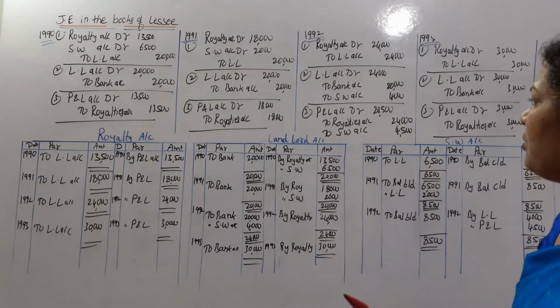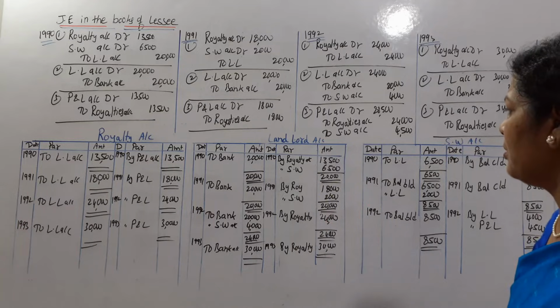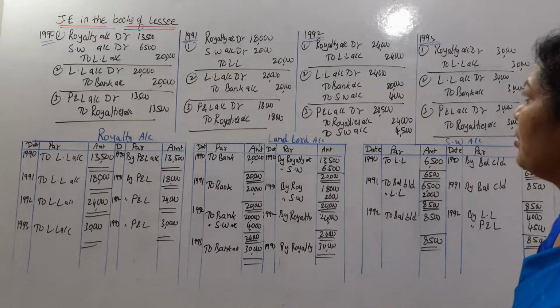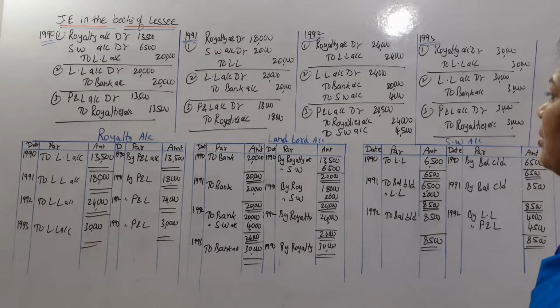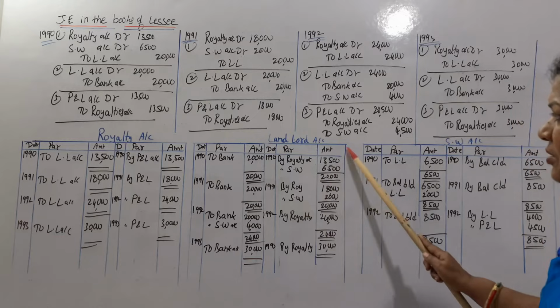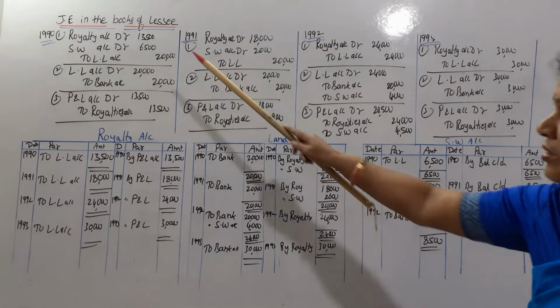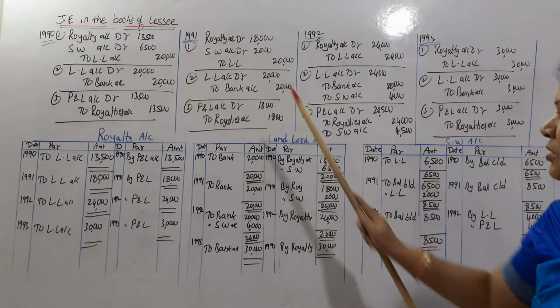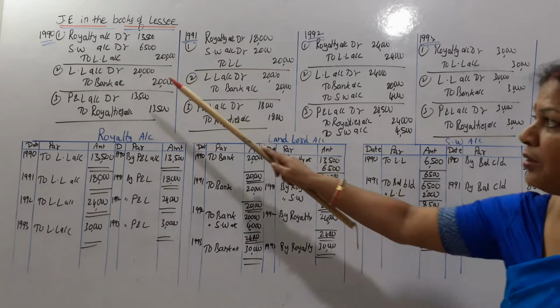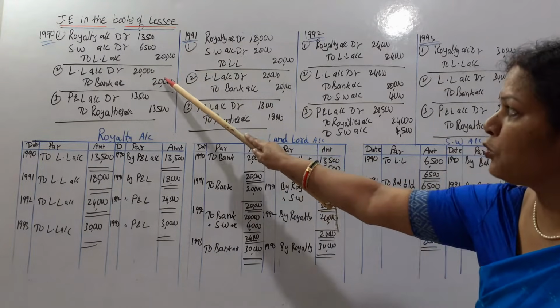Landlord is here. First year, landlord 13,500, 6,500 we have written. And once again to bank.